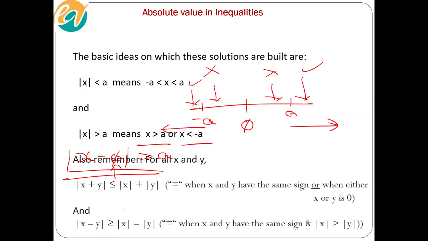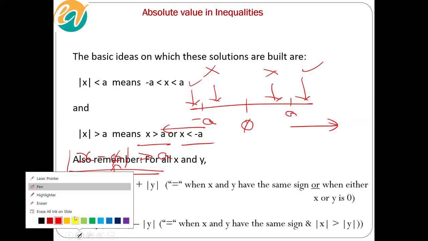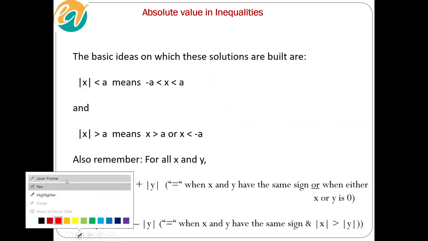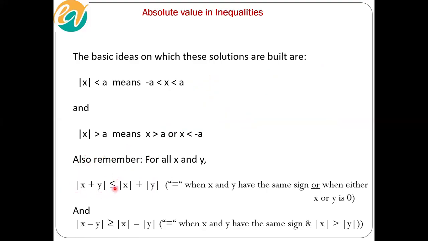Okay, do remember the following. Absolute value of x plus y is lesser than equal to absolute value of x plus absolute value of y. Mind you, lesser than equal to. When will it be equal? When x and y have the same sign or when either x or y is equal to 0.